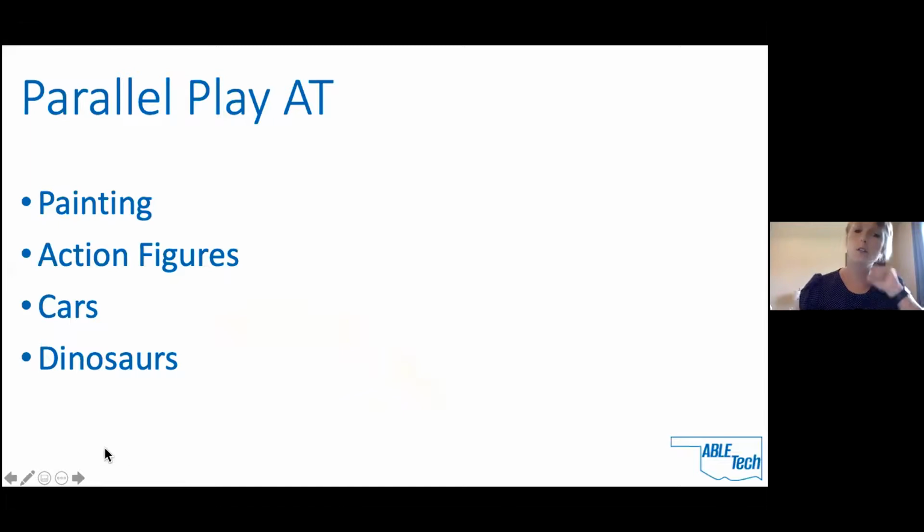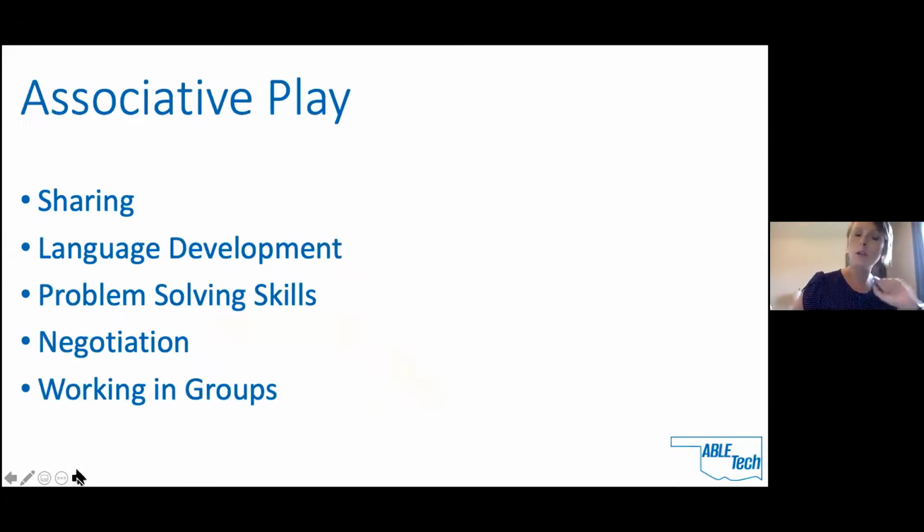Oh, dinosaurs. I'll show you those in a minute when we go to associative play. So associative play. So they're learning to share, they're developing language, they're problem solving, they're negotiating, and they're working in groups. This is another really vital one, it's kind of similar to parallel play. They overlap each other like we talked about. But their negotiation is starting. So, hey, let's play this and then we can do that.